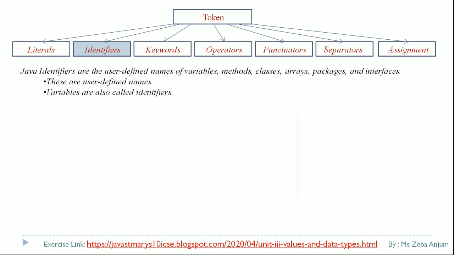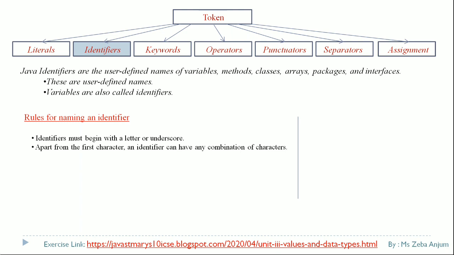So Java identifiers are the user-defined names of variables, methods or functions, classes, arrays, packages, and interfaces. These are user-defined names, yes, because only the user defines these things. Variables are also called identifiers, as we have already discussed. So here are some of the rules for naming an identifier. An identifier must begin with a letter or an underscore. It should begin either with a letter or an underscore at the very first position. No digits should be there, no special character should be there, only a letter or an underscore.